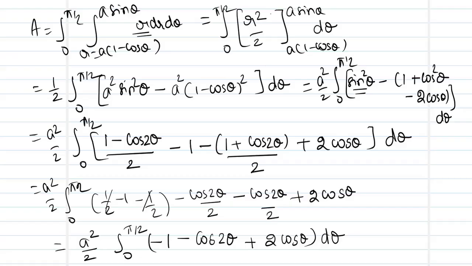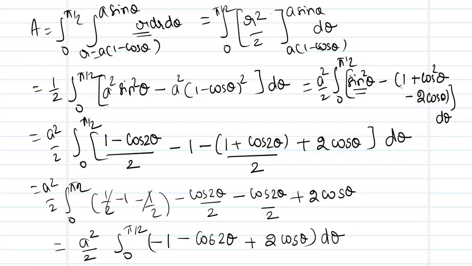A square 1 minus cos theta the whole square. A square is common. Take it outside. A square by 2. So this is sin square theta minus 1 minus cos theta the whole square. Use a minus b the whole square: a square plus b square minus 2ab. So 1 plus cos square minus 2 into 1 into cos theta.